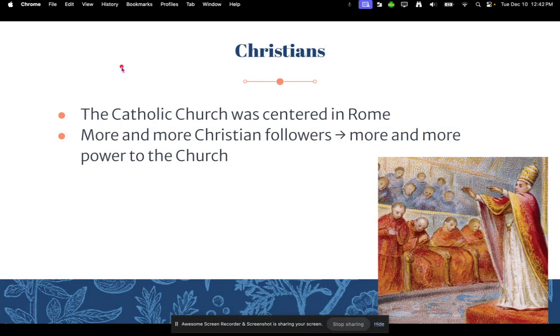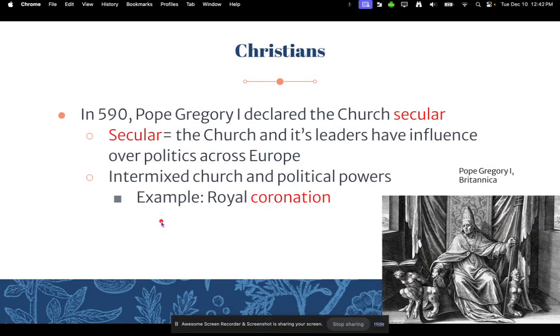So the Catholic Church was centered in Rome, like we've said quite a few times now. So more and more Christian followers meant that there was more and more power to the church. In 590, Pope Gregory I, so this lovely looking dude right here, declared the church to be secular. Secular means that the church and its leaders have influence over politics across Europe, which will end up being quite the problem because it meant that the church and political powers were intermixing.